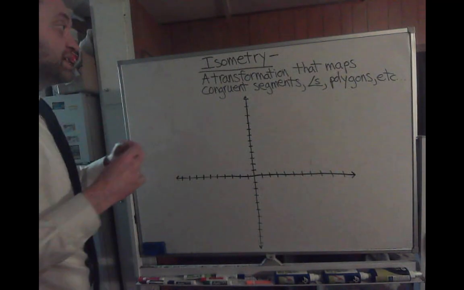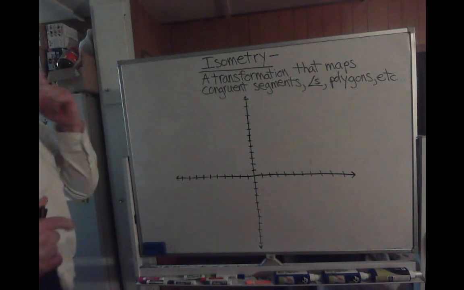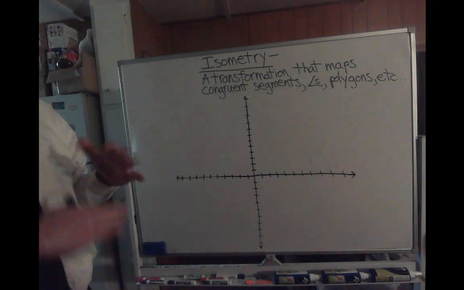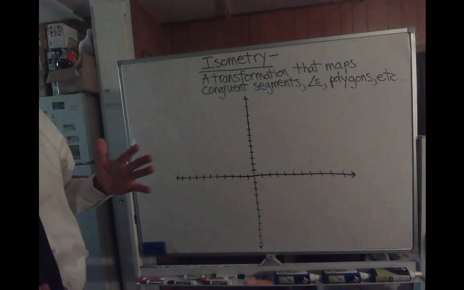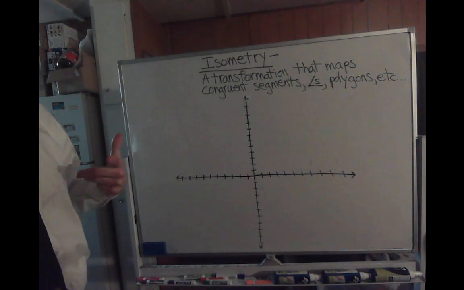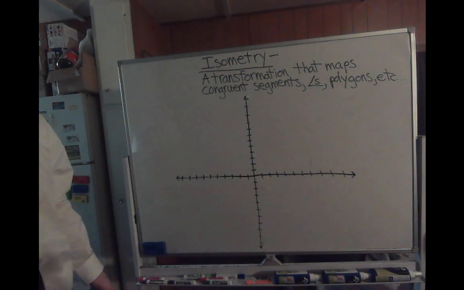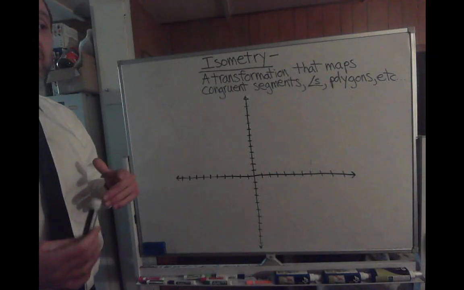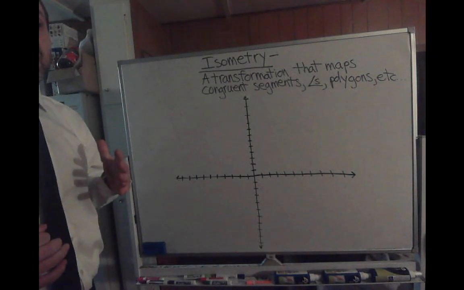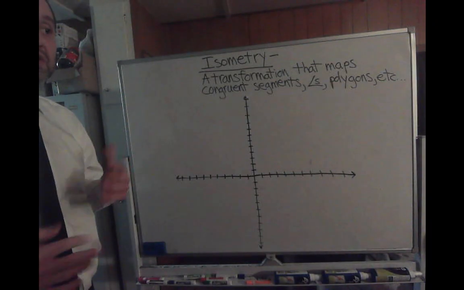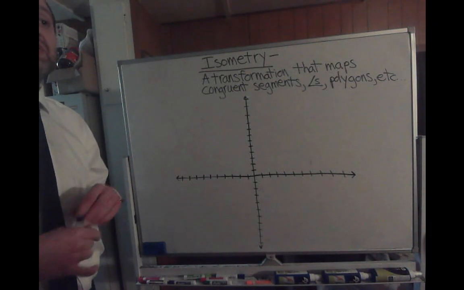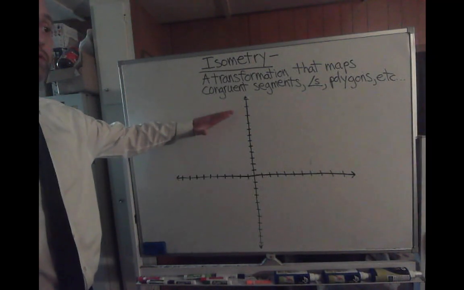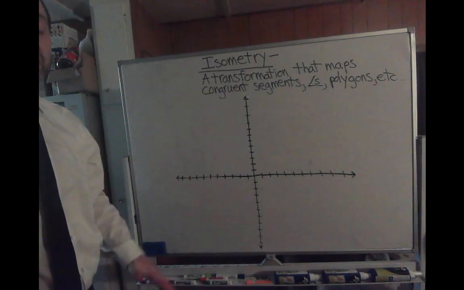Alright, so an isometry is a transformation that maps congruent segments to congruent segments, congruent angles to congruent angles, congruent polygons to congruent polygons, etc. And so basically what that means is the size doesn't change. There's no change in size. So a reflection, for example, is not a change in size. If I take this whiteboard and reflect it in a mirror, I certainly haven't changed the size.